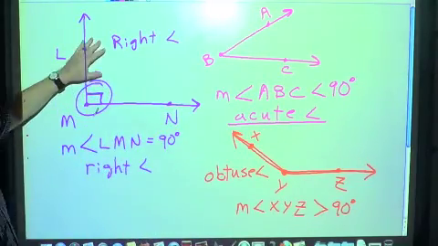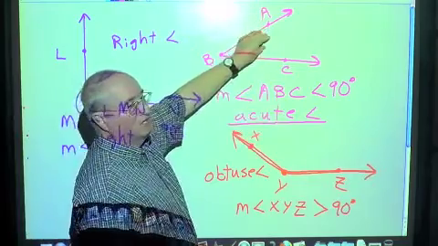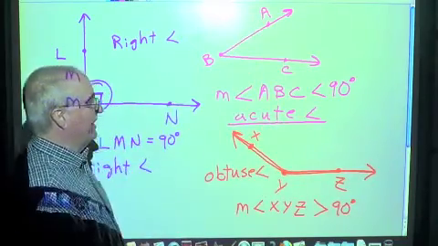How do I remember this? Right? You just got to know. Acute, oh, it's a cute little angle. Obtuse, it's just big. Alright?